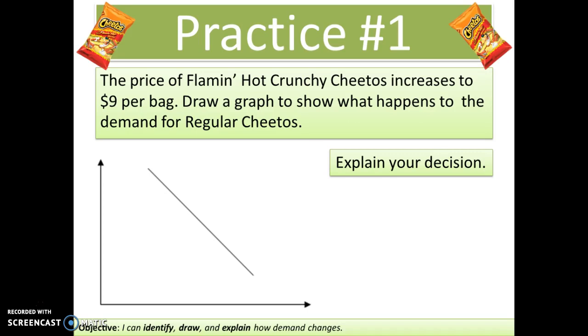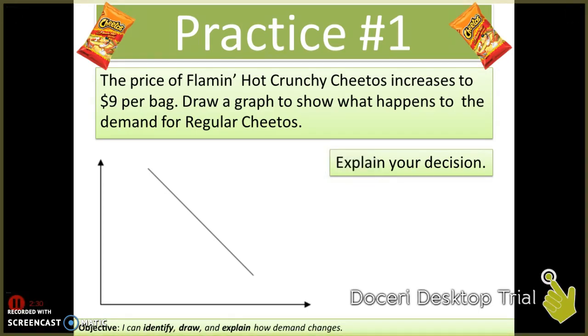Here's one of those practice exercises. If we have the price of Flamin' Hot Country Cheetos, it increases to $9 per bag. Draw a graph, show what happens to the demand for regular Cheetos.